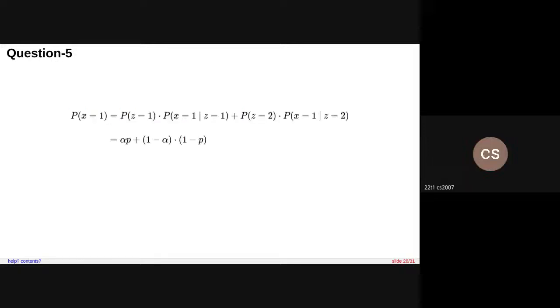That is what we did right here. Alpha p plus 1 minus alpha into q. You have to just substitute p equal to 0.6 and the other one as 0.3, and you will get the answer. Alpha will be half here.